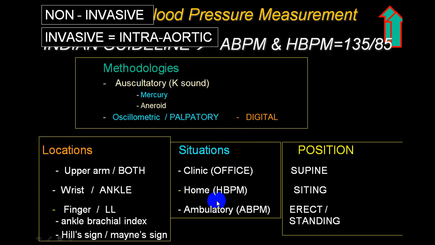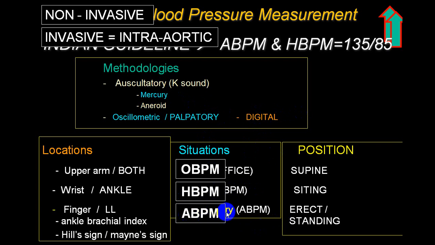Measure in an office, measure at home, measure at ambulatory. By and large in an office, we commonly utilize a mercury instrument, aneroid, or digital. This is office blood pressure monitoring, or what we call clinical blood pressure monitoring. Home blood pressure monitoring instruments are usually digital. They are rarely mercury or aneroid. By and large, they use digital. In ambulatory also, they are digital.